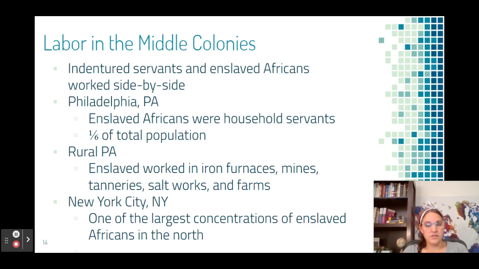Labor in the Middle Colonies, we see indentured servitude and slavery occurring. Philadelphia and New York are going to have large populations of enslaved Africans. New York specifically will have one of the largest concentrations in the entire North. But all of the colonies will have slavery at some point in the colonial period.